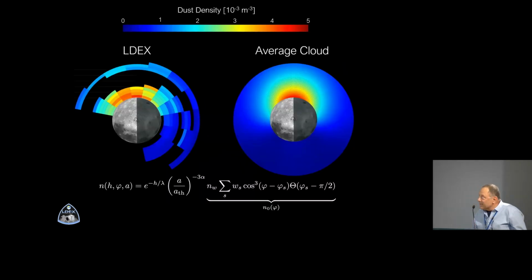Based on these measurements, we have a model of how the ejecta cloud is engulfing the moon with typical densities of maybe 3, 4, 5 times 10 to the minus 3 per cubic meter. On the left is all the data we collected. The instrument cannot look into the sun, so there is a section missing that we can then analytically expand. That's the dust cloud around the moon.